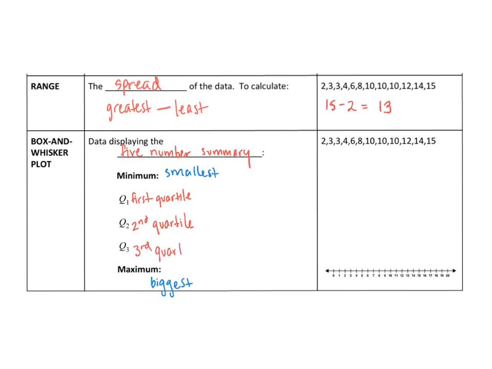Well, let me tell you what those mean. The second quartile is the easiest. That's just the exact middle, which is the median. Remember, when we line up the numbers from smallest to biggest, that's the exact middle, the median.